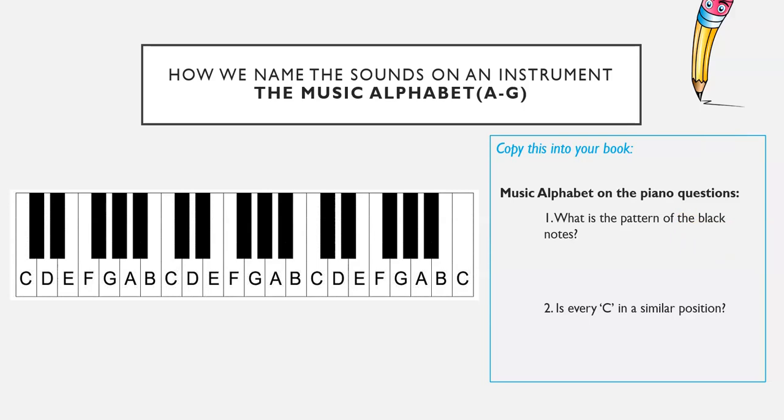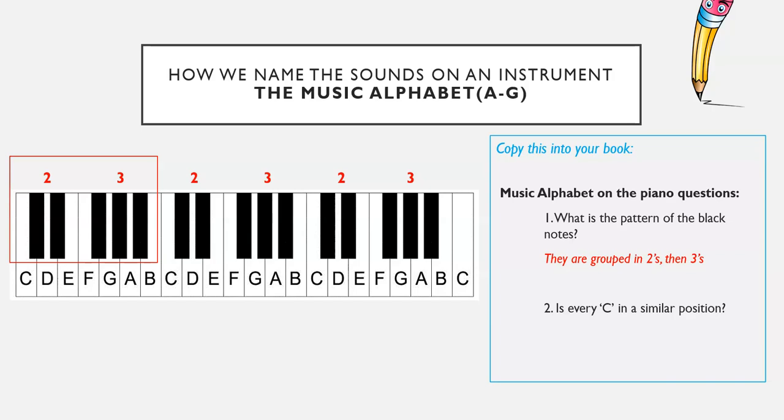Rightio, so you should have copied this into your book with the date at the top left-hand corner of the page. And let's start with question 1. What is the pattern of the black notes on the piano? Well, look closely and you should be able to see that they are grouped into 2s and then 3s. We've got 2 black notes here quite close together, and then 3 black notes, and then it does that pattern again: 2, 3, and then starts again: 2, 3. It does that the whole way up the piano from the bottom to the top of it. It groups those black notes into 2s and 3s.